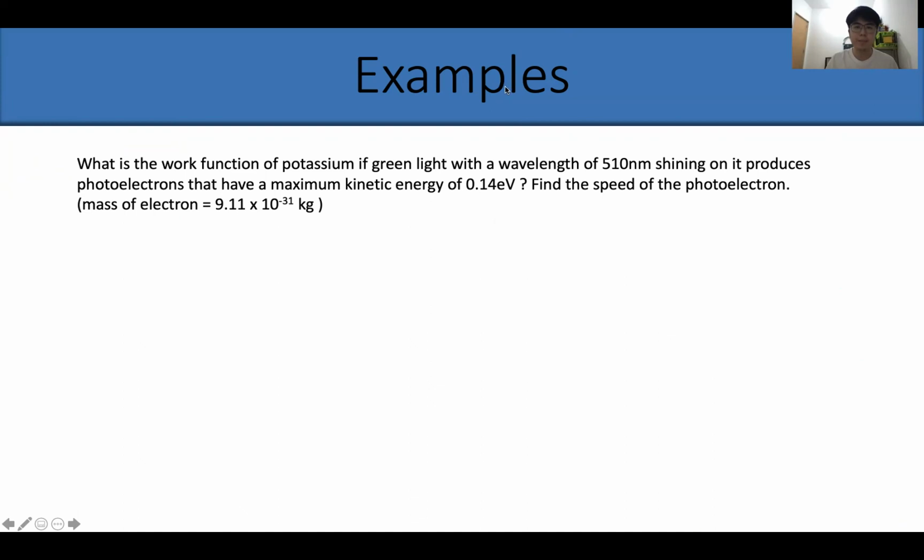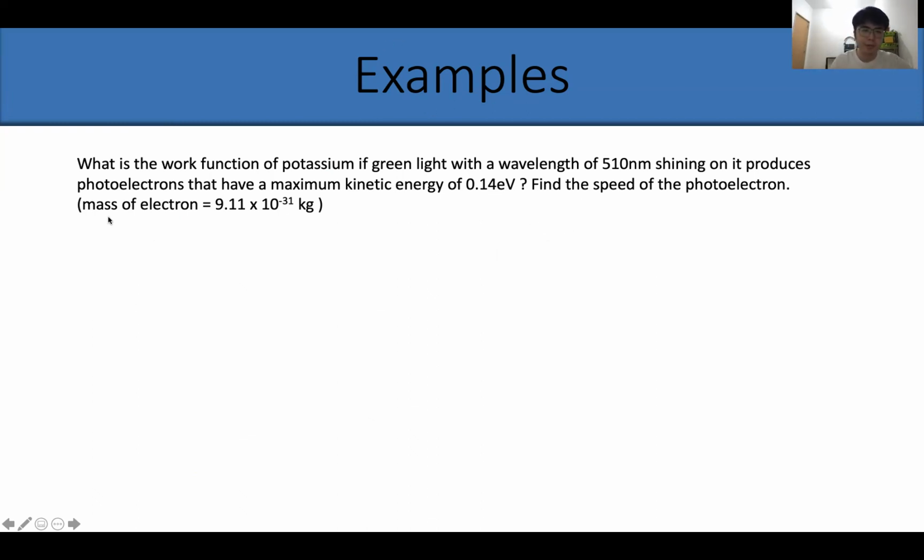Okay, let's look at a few examples. Come back here. What is the work function of potassium if green light with a wavelength of 510 nanometers shining on it produces photoelectrons that have a maximum kinetic energy of 0.14 electron volts? Find the speed of the photoelectron.